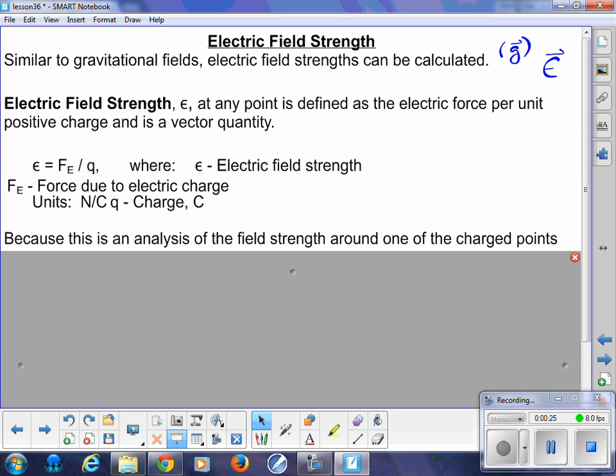Electric field strength, and there is your symbol again with the vector symbol, at any point is defined as the electric force per unit positive charge. It's a vector quantity, which means it has both magnitude and direction. Very important to know that it's a vector. So electric field strength is the electric force, calculated from Coulomb's law, divided by the charge. The curvy E is electric field strength, Fe is your electric force, and our units are newtons per coulomb.